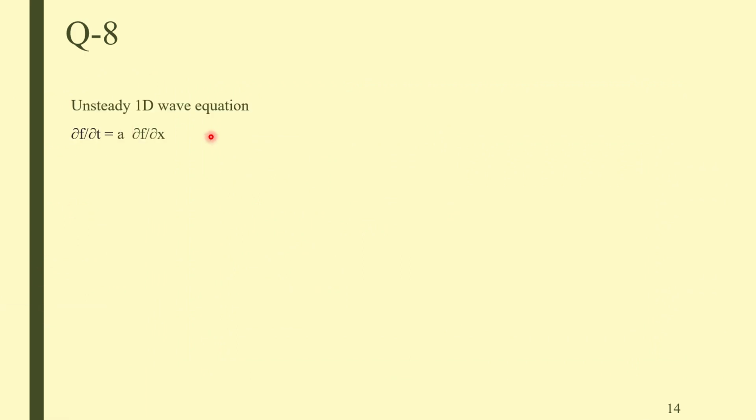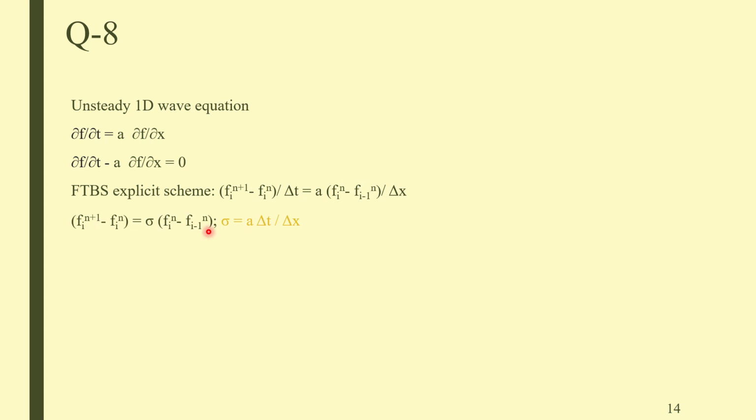So what we have done is we have taken the 1D wave equation and we are discretizing using the forward in time, backward in space approach. So the equation we are getting is this: f i n plus 1 minus f i n divided by delta t is equal to a times of f i n minus f i minus 1, because we are using backward in space at nth time step, divided by delta x. So we are now substituting a into this, delta t goes there. A into delta t by delta x is equal to sigma. So sigma is equal to a into delta t by delta x. So we have substituted it using the sigma term.